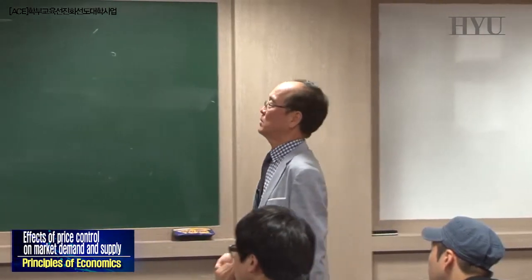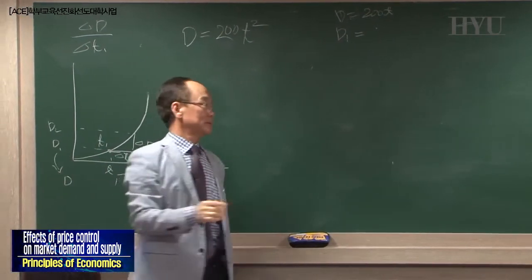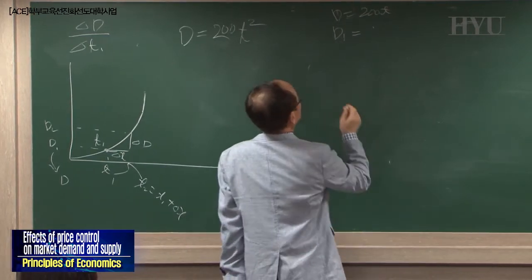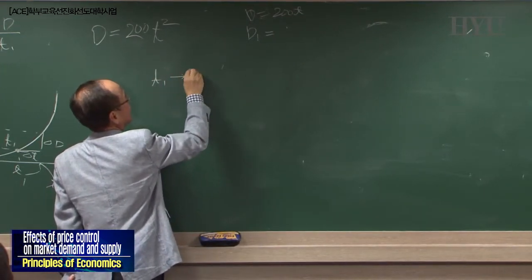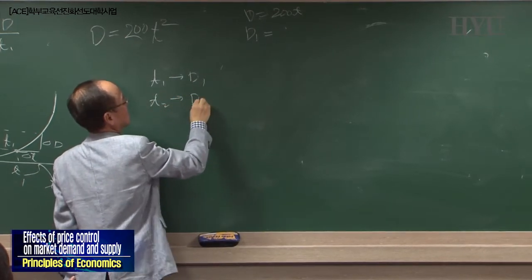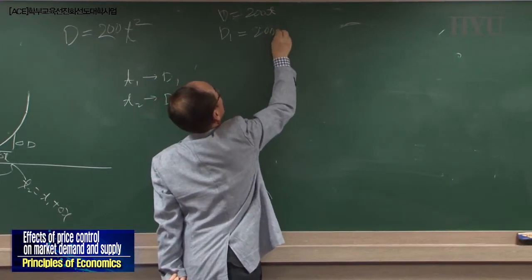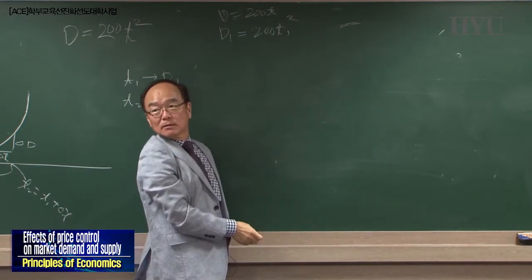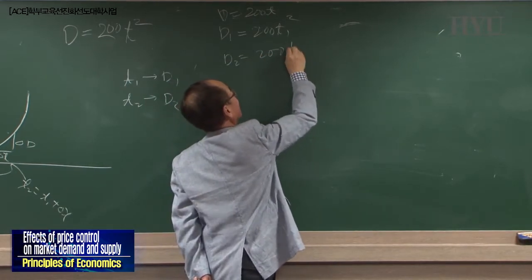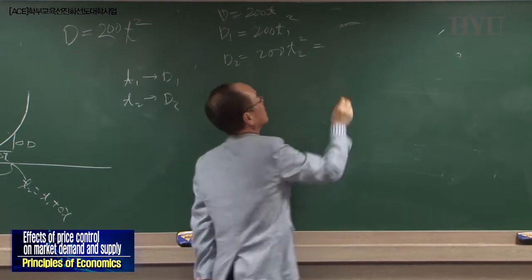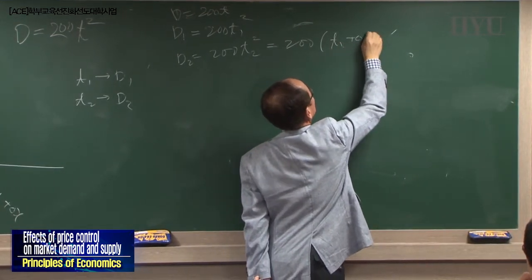So it starts from here. This is the starting point of differentiation. We have only 5 minutes for this one. So we say T1 distance is D1, T2 distance is D2. We think in that way. So what is D1? And what is D2? D2 is 200 times T1 plus delta T, squared, right?